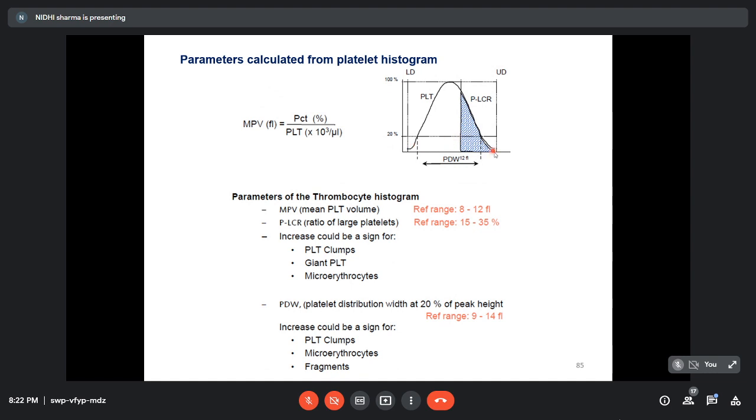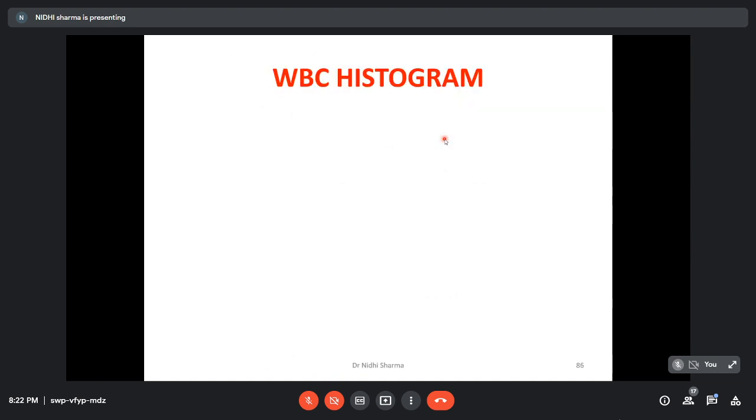So these are the two most commonly used, and again the mean height here would give you the MPV, or the mean platelet volume. So with this we have finished the RBC and platelet histograms, and now we'll be dealing with the WBC histograms.